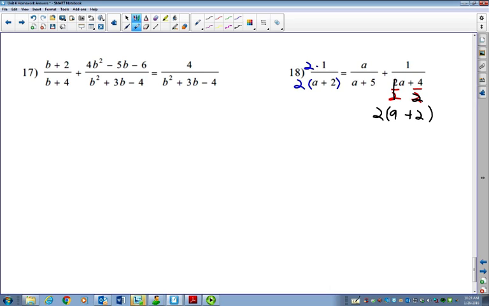So we multiply to the bottom and to the top. But both of them are actually also missing an a plus 5. So we're also going to multiply an a plus 5 to the bottom and to the top. So that gives us a common denominator of 2 times a plus 2 times a plus 5. And there we go.